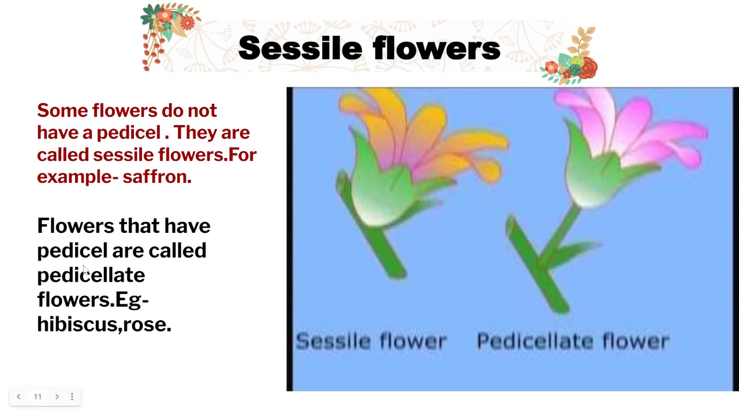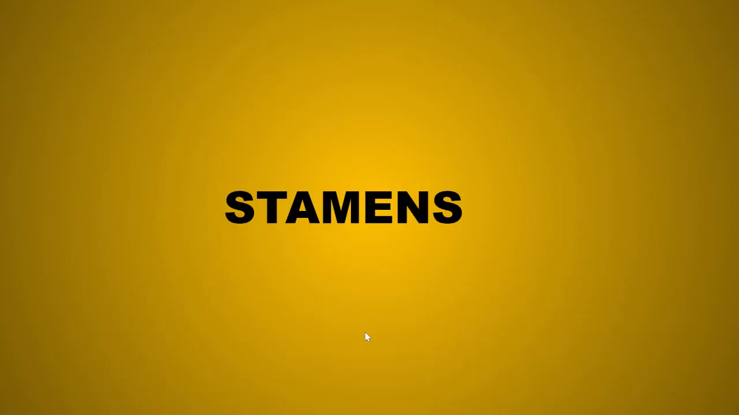And the flowers that have pedicel are called pedicellate flowers. Normally, all the flowers have pedicel, for example, rose, hibiscus, etc. So, the flowers which do not have pedicel are known as sessile flowers, and the flowers which have pedicel are known as pedicellate flowers. Now, children, another part of the flower is stamens.